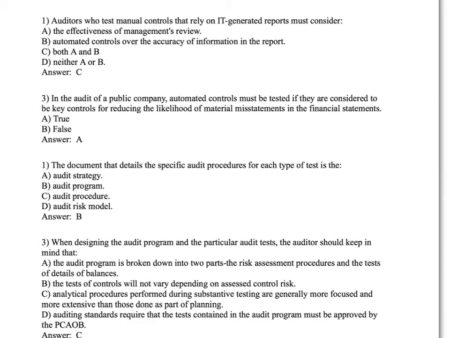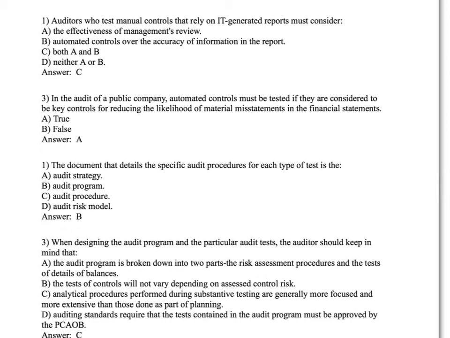All right, so number 1, auditors who test manual controls that rely on IT-generated reports must consider both the effectiveness of management's review and the automated controls over the accuracy of information in the report. So for this, with the IT, you can't just get a report and assume that it foots. Let's say you get a 60,000 page inventory report and you just look at the total of the report. Clearly, you're not going to sit there and calculate 60,000 pages or lines of inventory.